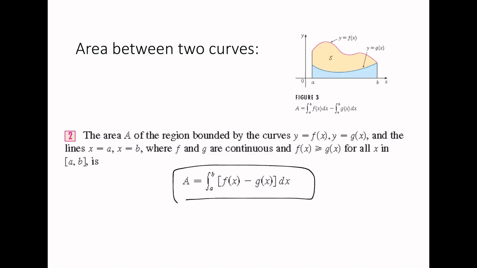So right here, the area is going to be the integral from a to b of f of x minus g of x dx. If you are taking notes, I would definitely pause and write this down. This is how you find the area of a region bounded by two curves, f of x and g of x, where f is on top and g is on the bottom. That's basically what this says. F is on the top and g is on the bottom, from x equals a to x equals b. Okay, that's your formula.